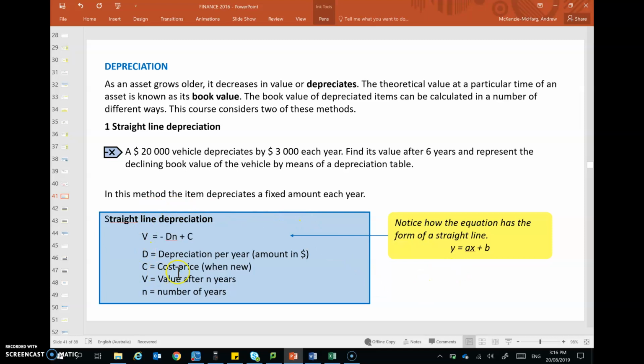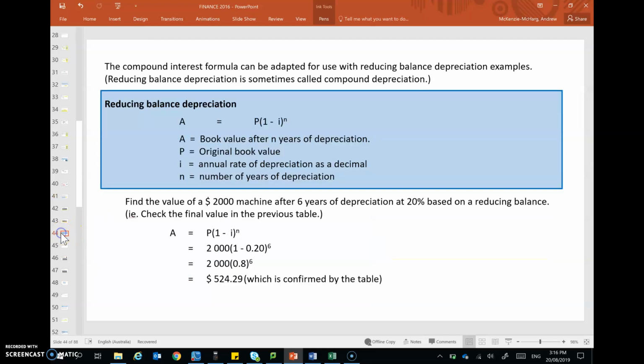So the first method is straight line depreciation. There's the equation for it there. This says that the value of the asset is equal to negative D, which is the depreciation amount per year, how much it goes down in value each year, multiplied by the number of years, plus the original cost price when new.